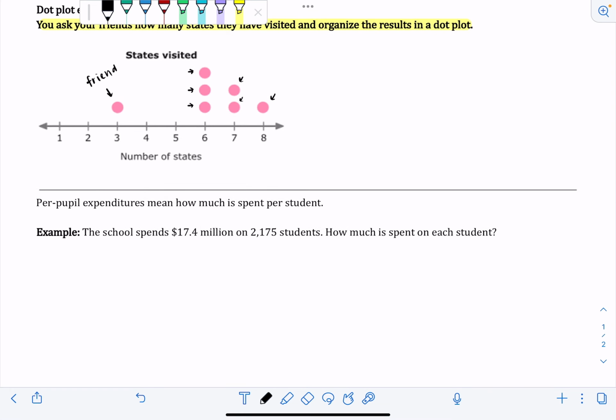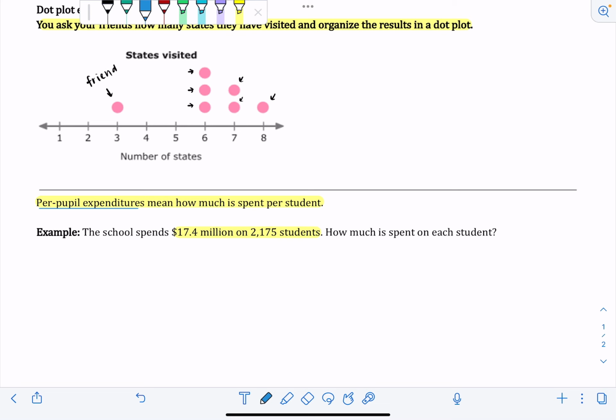Okay, and the last thing I want to talk about is one definition to set up. Per pupil expenditures means how much you're spending per person or per student, depending on the context of the problem. So our example is the school spends $17.4 million on 2,175 students. How much is spent on each student? So we're trying to find the per pupil expenditures. It's hard to say quickly.